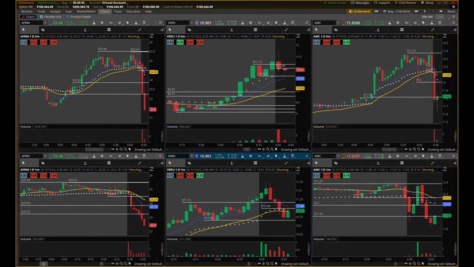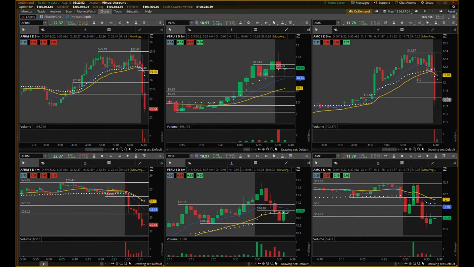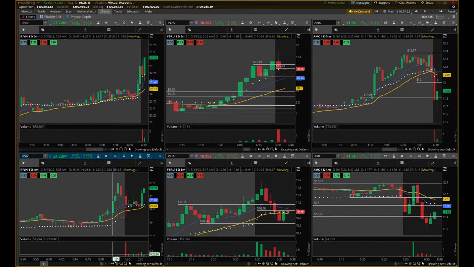So I'm gonna search the scans here. AFRM was the leading gapper, so I will come back to it. But for now, we're gonna look at some other stocks here. Oh man, I am wishing I would have held that. RIVN. So this one actually is not too bad.